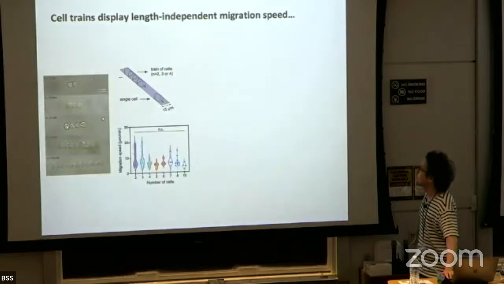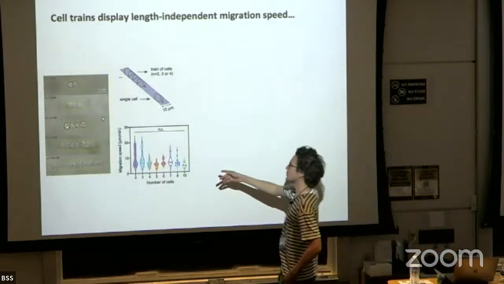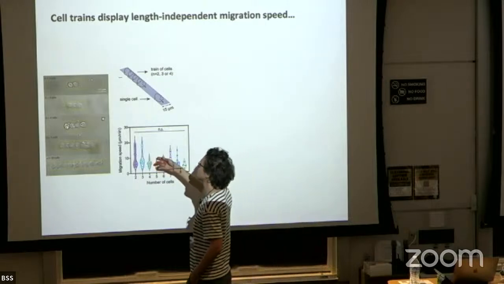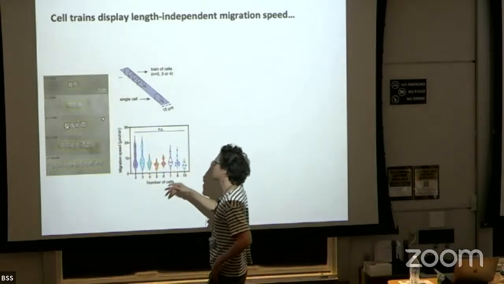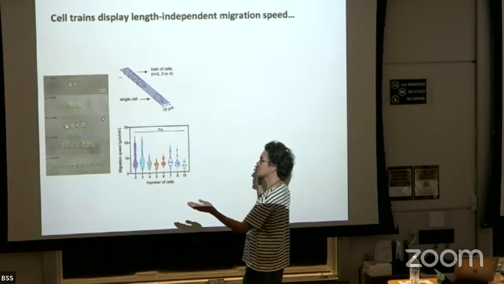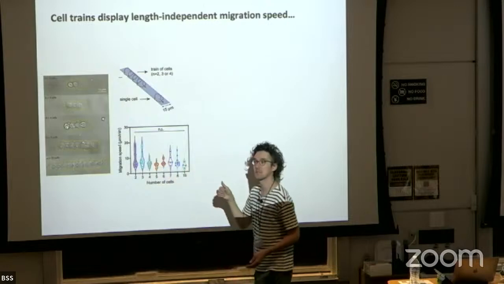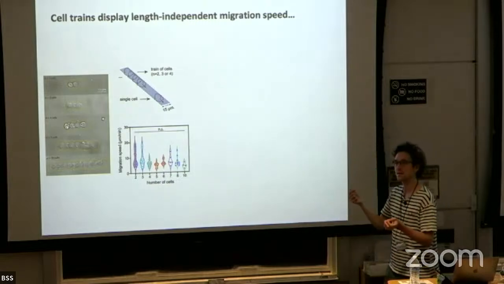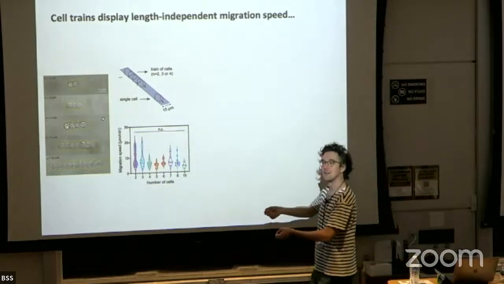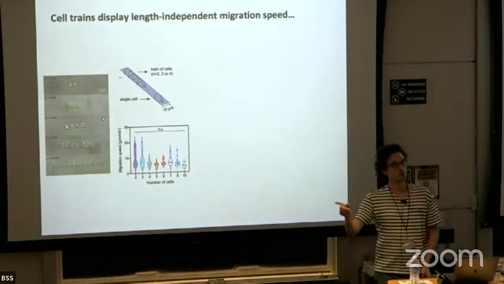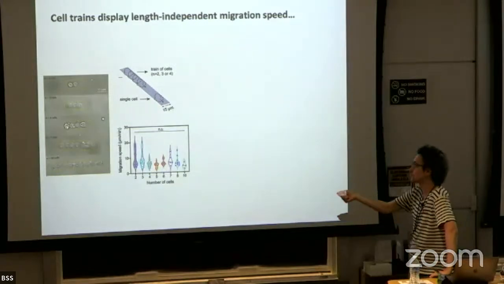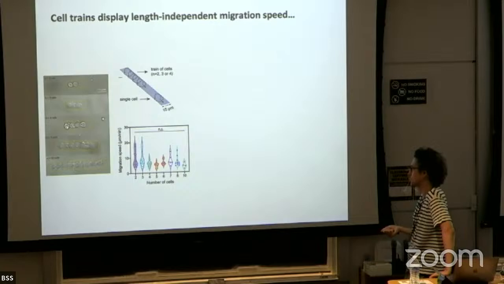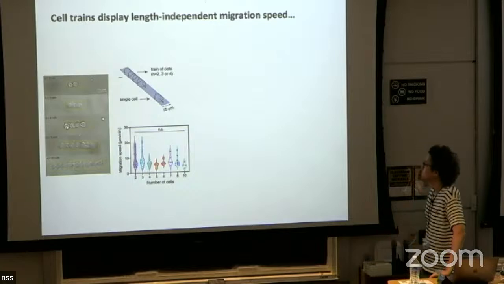Okay. So that's the result quantified. If you compare trains of different numbers of cells to single cells, the speed of migration is basically not affected. That's quite different from what you would get from leaders or followers. So it seems like every cell manages to actively move and to contribute to the migration of these trains.